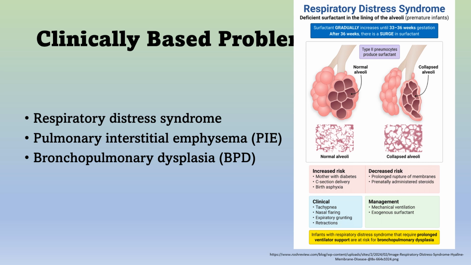Invasive and non-invasive mechanical ventilation is available to support the premature infant until the lung grows enough to allow for unsupported respiration. Mechanical ventilation comes with many complications, such as the development of pulmonary interstitial emphysema and bronchopulmonary dysplasia. However, without mechanical ventilation, the infant would not survive.